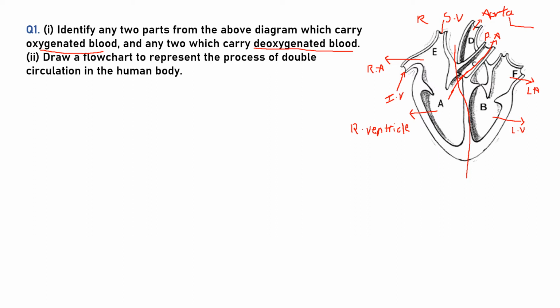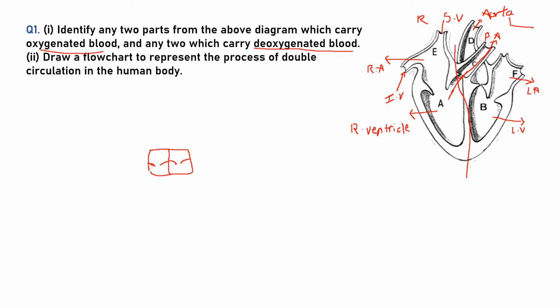I'll make a rough diagram, children. I'm trying hard to make a beautiful diagram. Okay, if this is my heart, let me divide this heart into four chambers. These are the valves, atrioventricular valves, and these are the different valves.